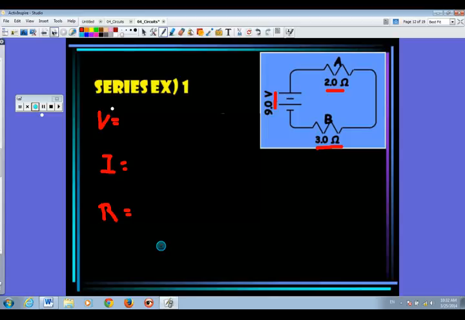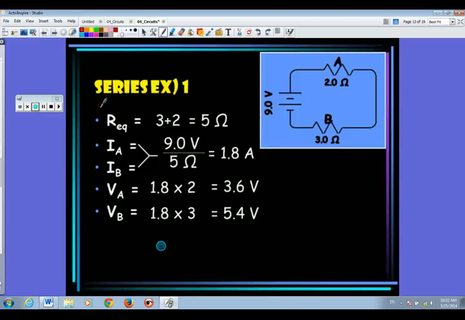What did you have to do? Well, here are some answers for you. The resistance is simply 3 plus 2 equals 5 ohms. You know the current is the same throughout all the branches, so take your 9 volts from your battery. Remember, V still equals IR. So get your current right there. Your 9-volt battery, your equivalent resistance is 5, so the current throughout the whole thing is 1.8 amps.